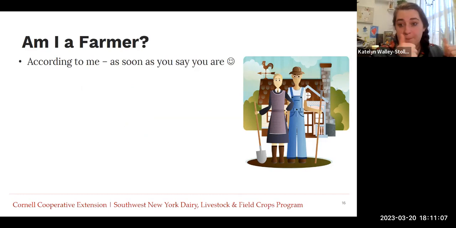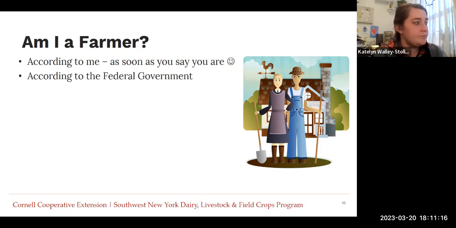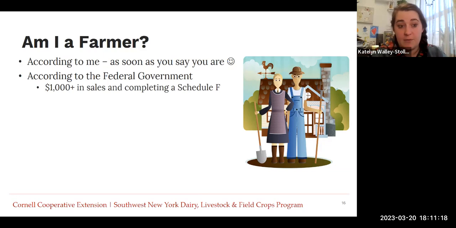But there's really no license procedure or application for you to be a farmer. You decide you're a farmer, great. But when it comes to filing taxes, there are a few other guidelines and regulations that we look at. According to the federal government, you're a farm business if you sell more than $1,000. Now that's sales, that's not profit.